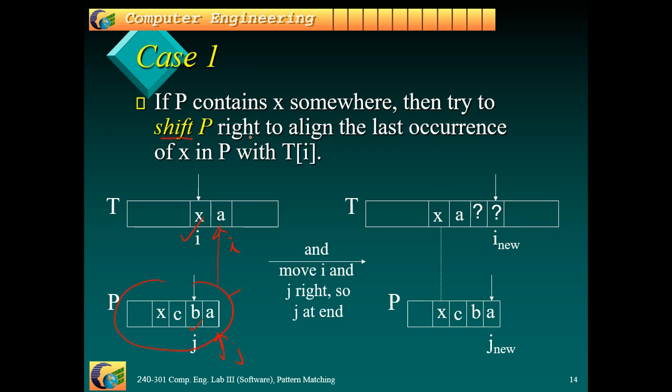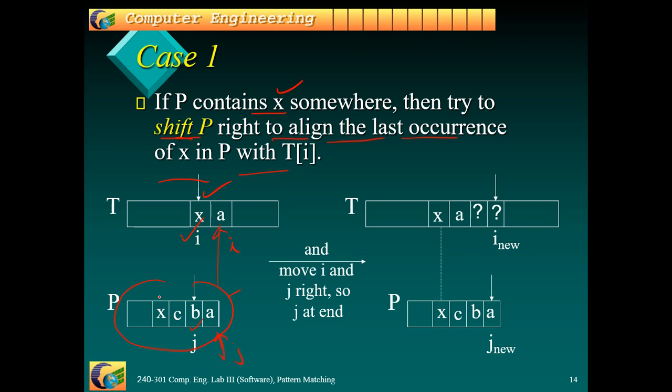You're shifting this pattern right to align the last occurrence of X in P. What is that X? X is the character of T at which you got a mismatch. Remember, X is the character of the text at which you got a mismatch. So when you get a mismatch at a certain character X of the text, what you are going to do is shift P to the right to align the last occurrence of X in P.